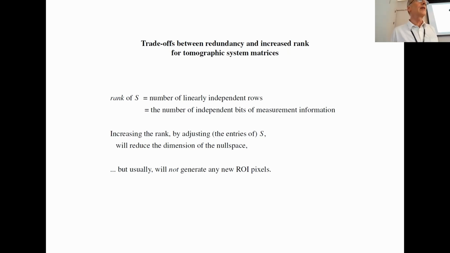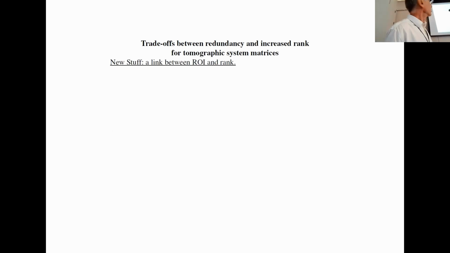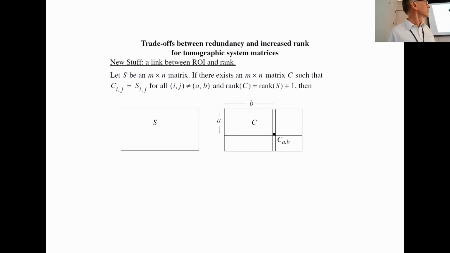What we're going to talk about here is the situation when we can break that. So this is the little theorem that Feriel came up with. This is the situation when you can get new region of interest pixels.